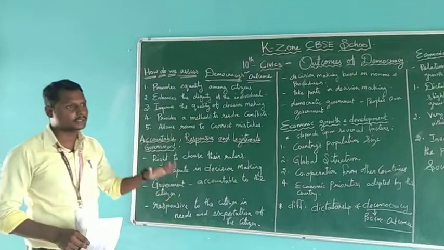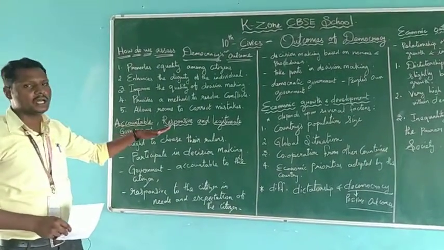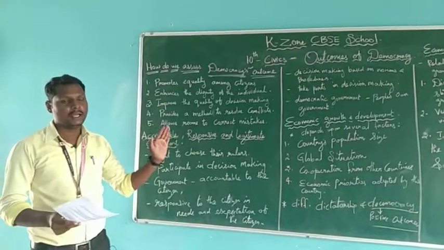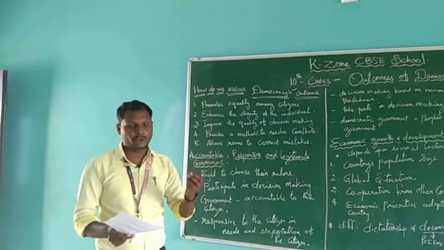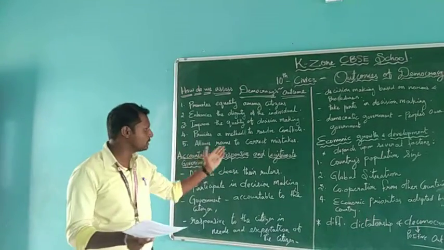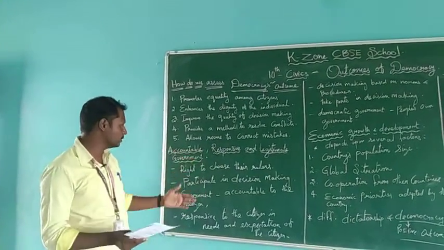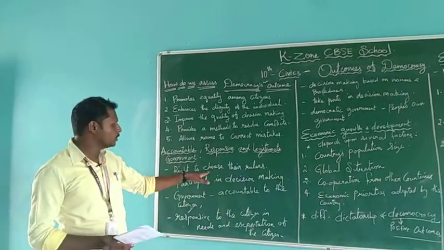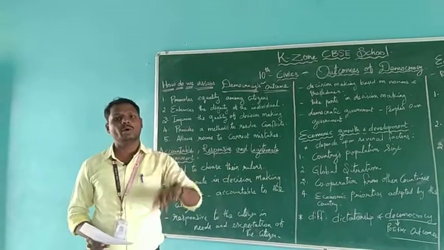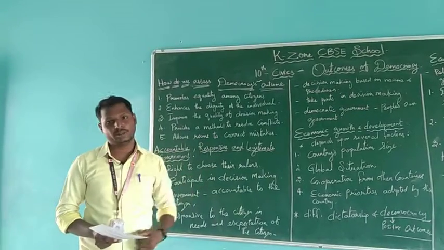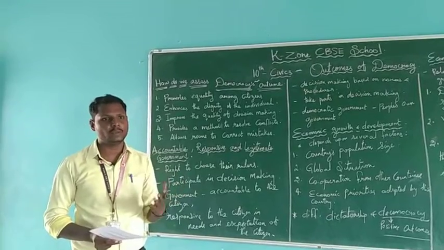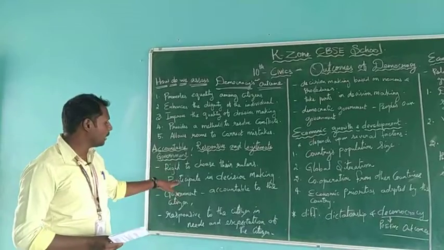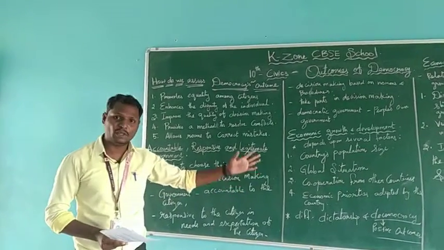The second topic is accountable, responsive and legitimate government. These are the 3 things which democracy produces. Let us see how it is possible. In a democratic country, people have the right to choose their rulers and control over the representatives. They can ask whatever questions they want of their representatives. And people can participate in decision making if they want.